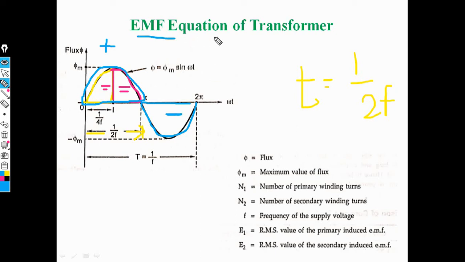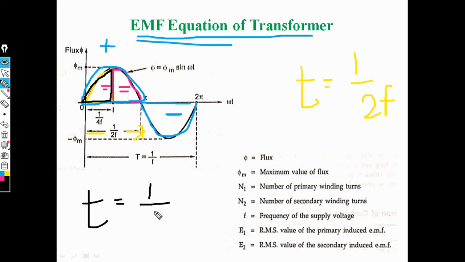Now in the EMF equation of the transformer, we have considered only one time, that is T is equal to 1 upon 4f. This is also the same as T equal to 1 upon 2f for a half cycle, but the total time is T equal to 1 upon f.